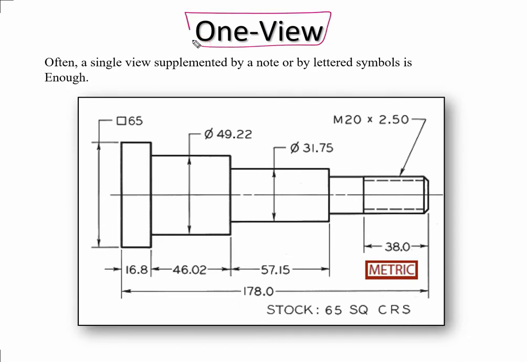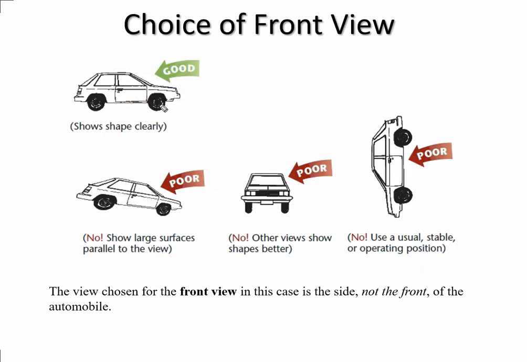Again, one view sometimes is enough to describe everything. So a single view supplemented by a note or by letter symbols is enough. As you see, here we have a shaft with multiple diameter sizes, and for a shaft we know the shape, it is just a cylinder. And here we have multiple cylinders different in diameter and height, so we can choose both dimensions like this diameter. And as you see here, a supplementary symbol shows that this face is not circular like this one. It is a square, so it is like this. So as you see, one view is enough, and we can use it to show all of the needed details.